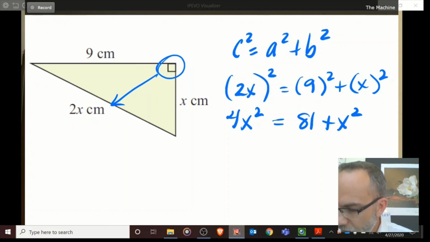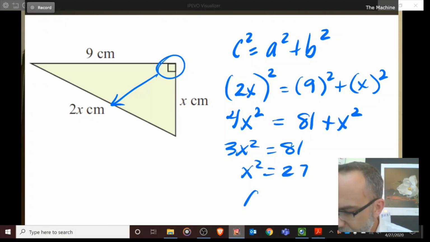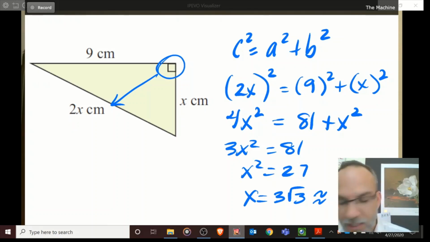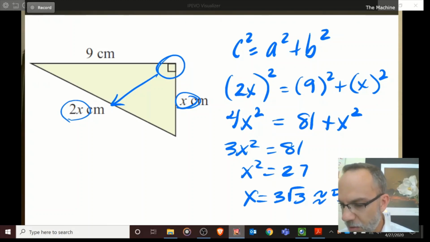plus x squared. Subtract x squared. I get 3x squared is equal to 81. X squared is equal to 27. X then is equal to the square root of 27, which is 3 root 3. Or approximately 5.1962. Is that agreeable? Well, that would make this about 5, and that would make this about 10. Yeah, that makes sense, because the hypotenuse then has to be larger than 9. Okay? See how this is working out? Use parentheses. They're your friends.